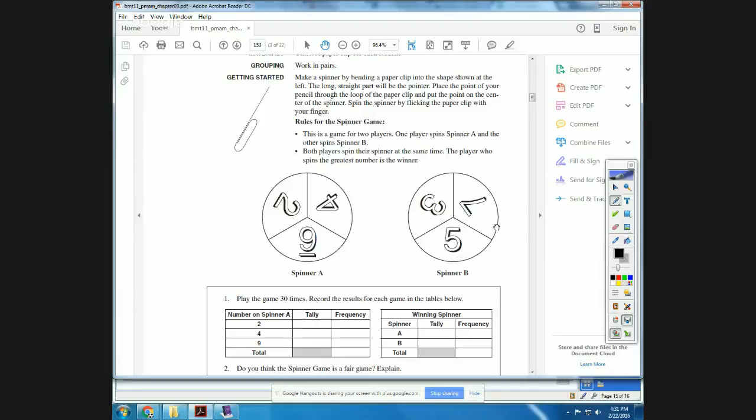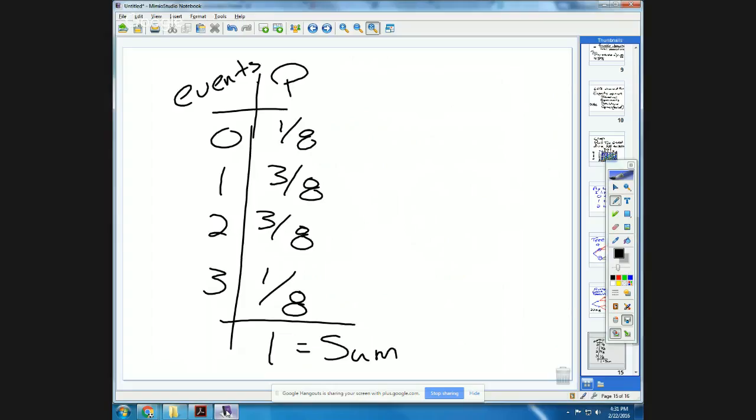So the first way we're going to try and do it is you're going to play the game 30 times. And you're going to mark down how many times you get a 2, how many times you get a 4. Now, their sheet here for doing this I don't think is a good idea. Here's the way I think you should write it down.